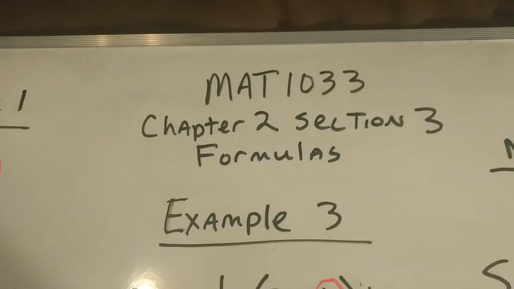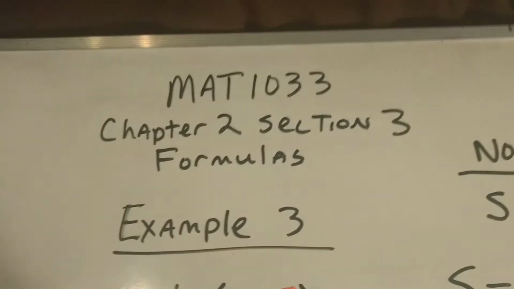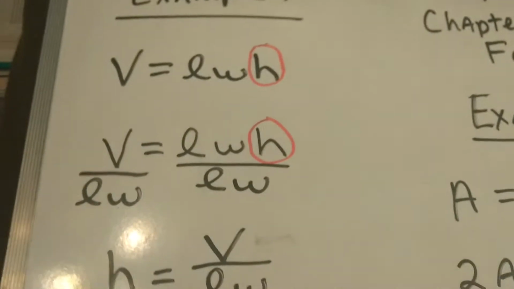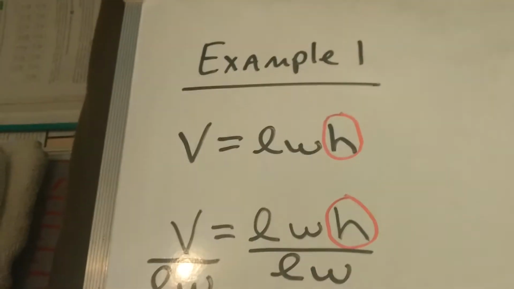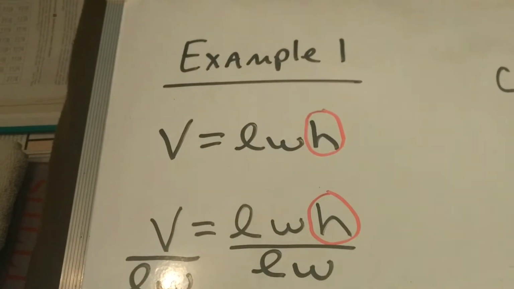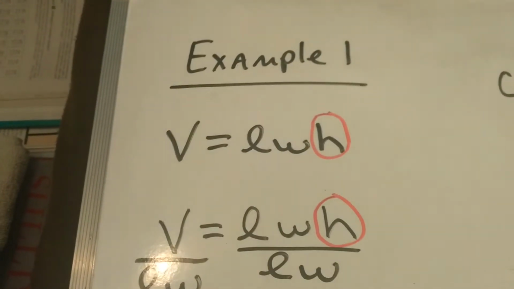1033 Intermediate Algebra, Chapter 2, Section 3. Alright, so this deals with formulas. And basically what we're going to do is use algebraic skills to manipulate a formula to be able to solve it for a different variable.